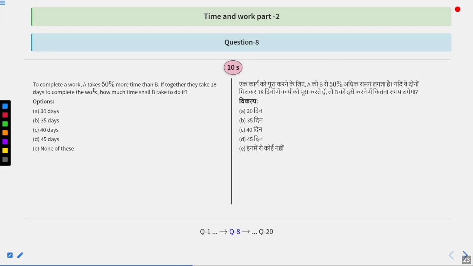To complete a work, A takes 50% more time than B. If together they take 18 days to complete the work, how much time shall B take to do it? You have 5 options and 10 seconds to analyze the question. Your time starts now.